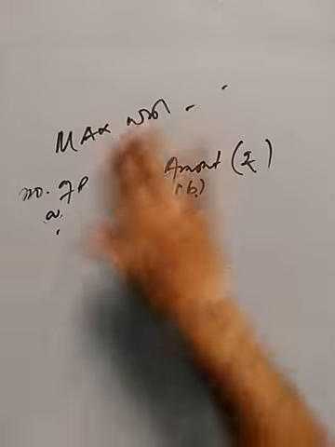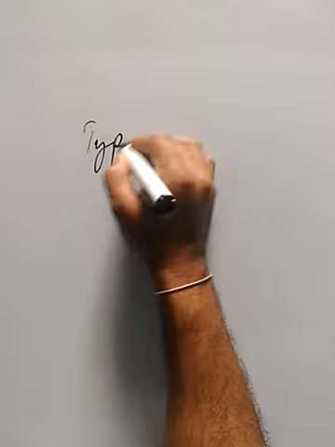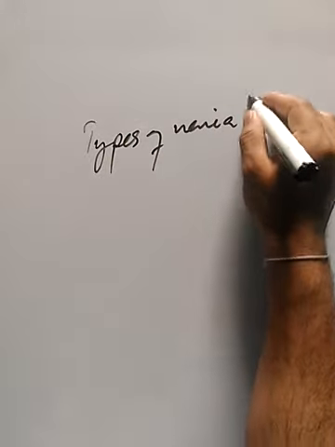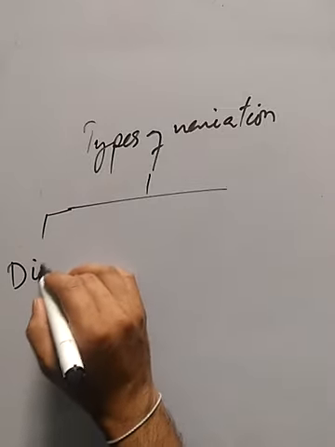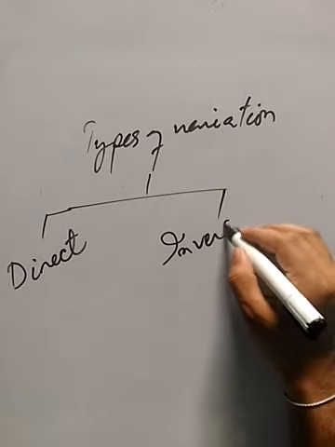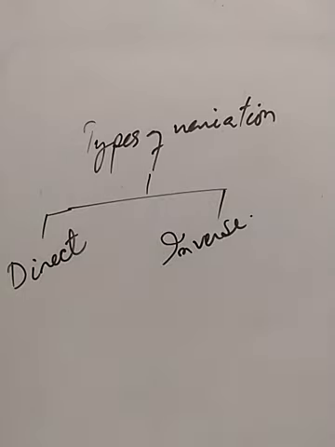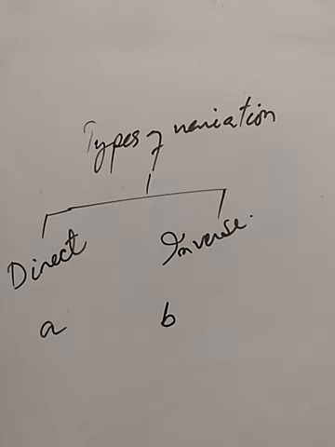Next, we're going to study about the types of variation. We have 2 types. One is direct, another is inverse. In case of the direct, I'll show you what happens. We have two quantities here, quantity A and quantity B.